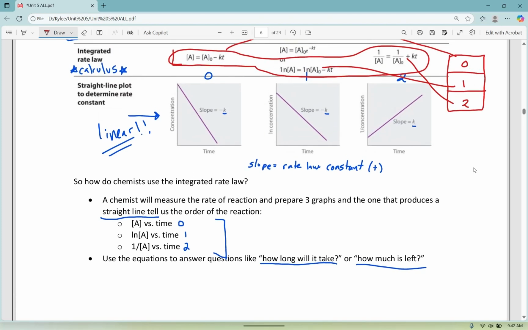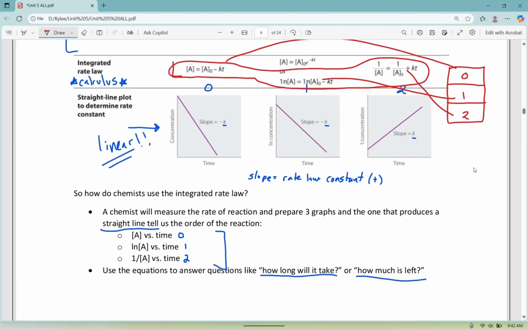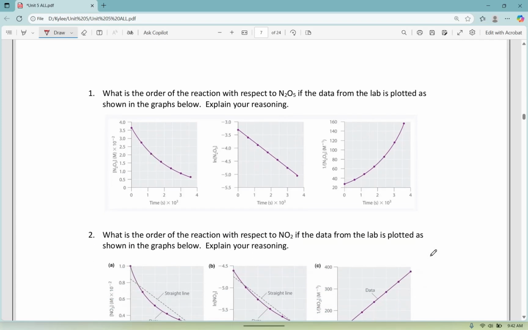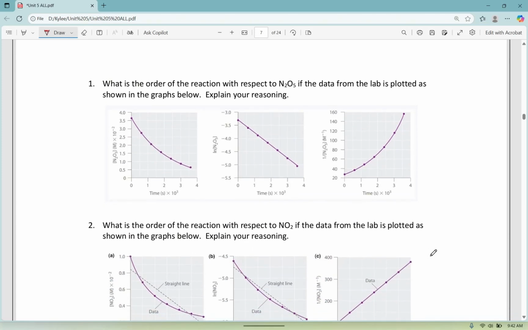But the drawback is you're not getting any molecular information about it. We don't know the mechanism of how the reaction happens. A big part of what you'll be asked to do is look at graphs and determine the order from graphs, which is exactly what we're doing here in our first example.